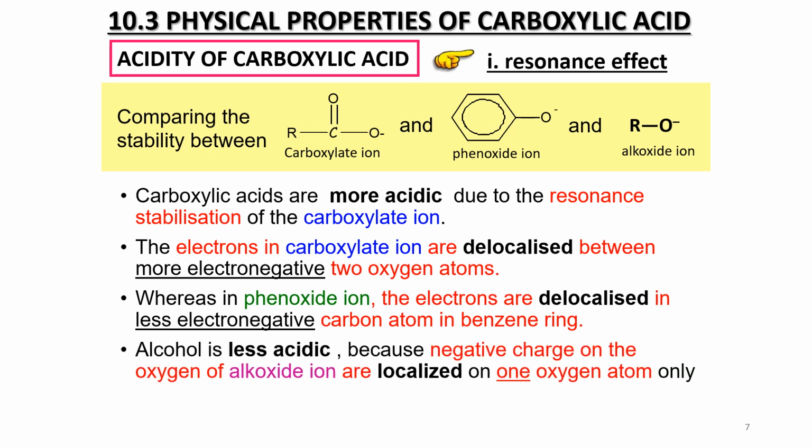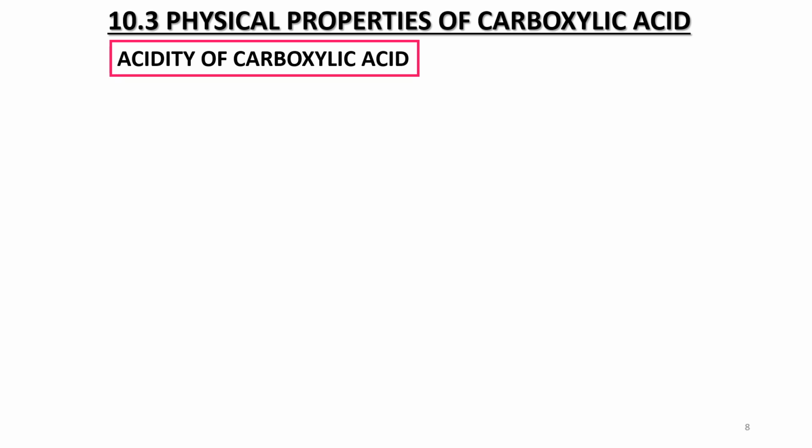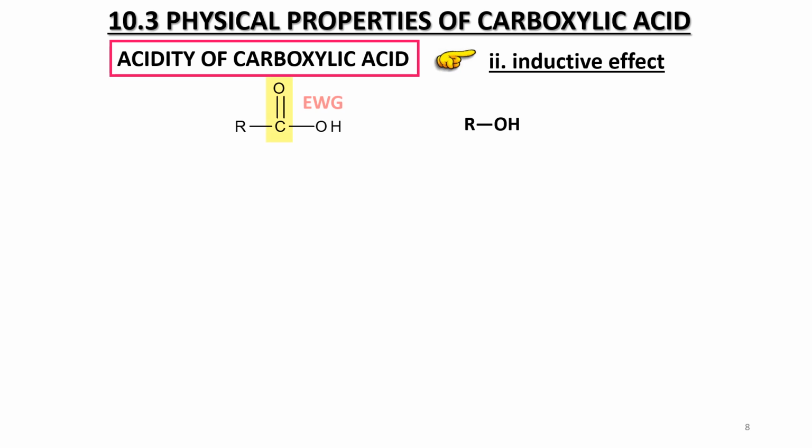So that is why alcohol is less acidic, because the negative charge on the oxygen of alkoxide ion is localized on one oxygen atom. Now, we look at the second factor of acidity for carboxylic acid, which is inductive effect.